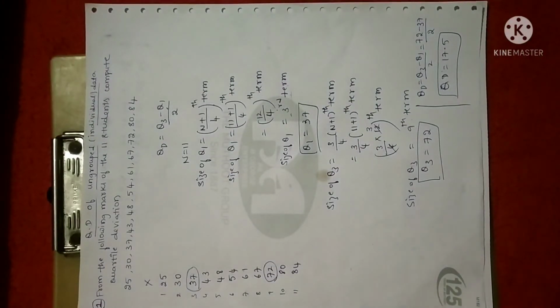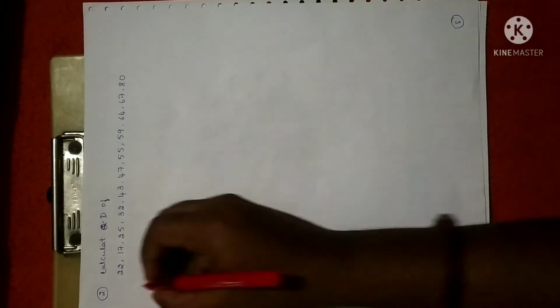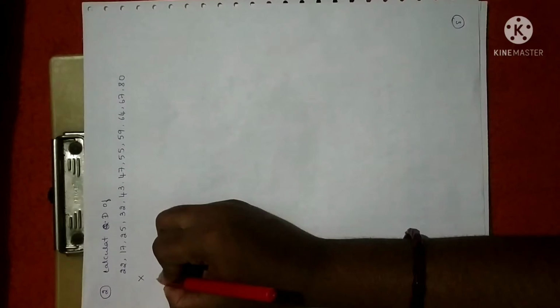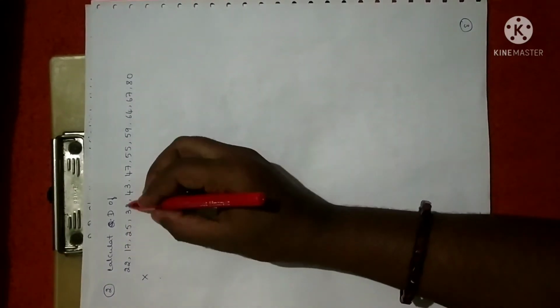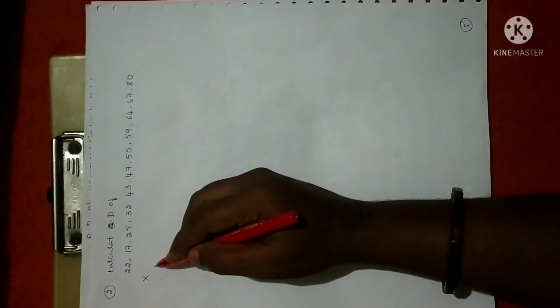Now let me solve one more problem of the same kind, that is for ungrouped data. So here is a problem. We need to find the quartile deviation for this problem. As usual, first you write down the x values. You have to remember that while writing the data, it is also very important. If you write the problem as it is, you will not get the correct answer.